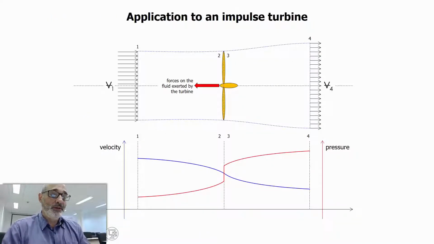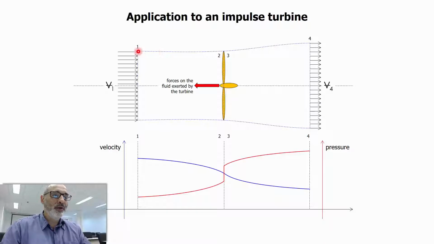Let's apply this for a wind turbine. So we start by defining a control volume. Actually, I'm defining 2 control volumes, or 3 actually. It's represented here in blue, this blue dotted line.